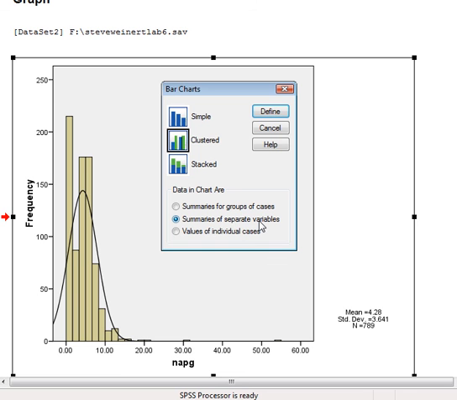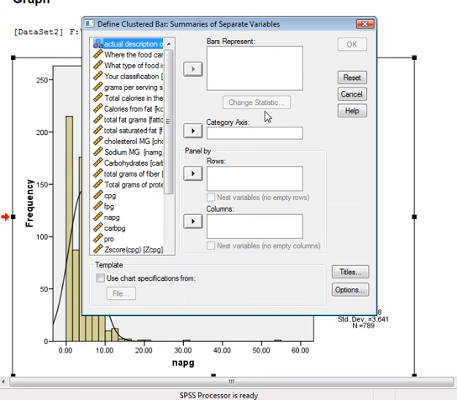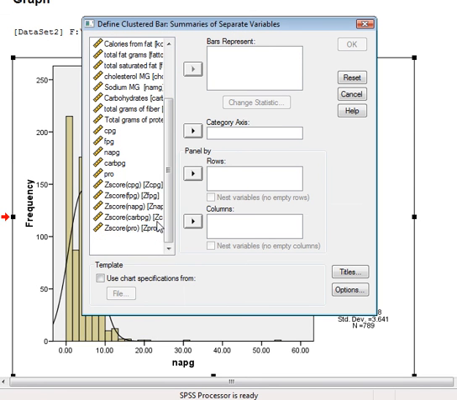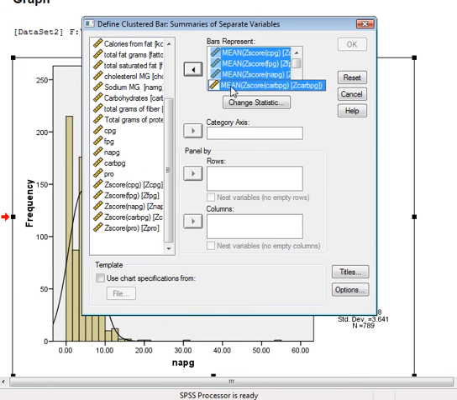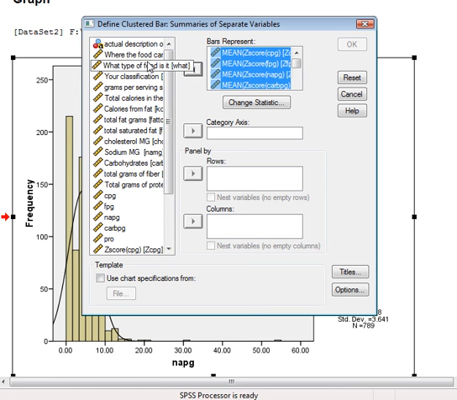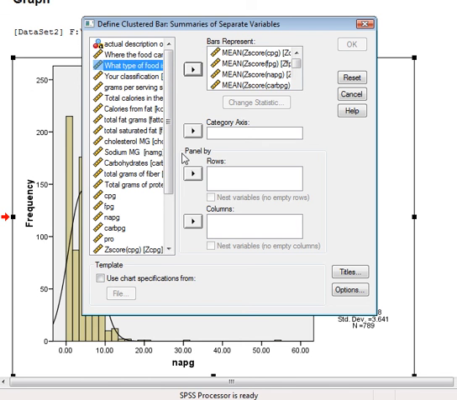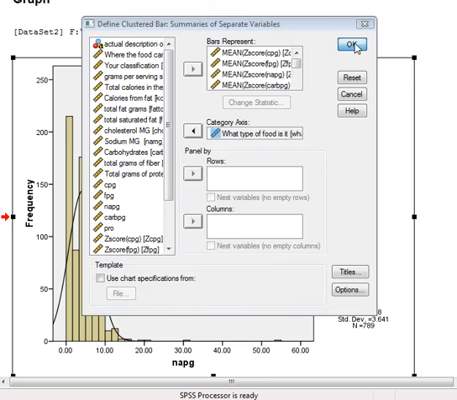What's the mean of a distribution of z-scores? 0. The mean of a distribution of z-scores is 0. What's the standard deviation of a distribution of z-scores? 1. Always. So I can put them all in the same category. So my bars represent my z-scores: protein, carbs, sodium, fat, and calories. My category would be what type of food. And hit OK.